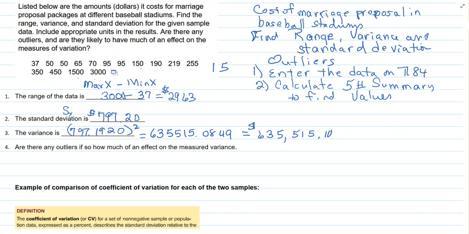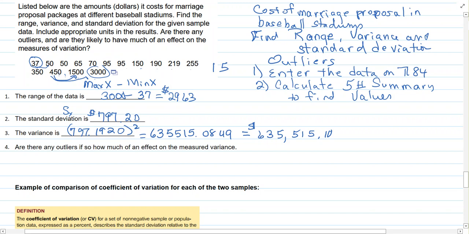Okay. Well, this problem is a little absurd because if we do 37 and then 3,000, that is a gap. So are there any outliers? If so, how much of an effect on the measured variance? Okay, well, it's obvious that from 400 to 1,500 and 3,000 is ridiculous. So we're going to have two outliers. The 37 to 50 does not exceed this gap. So it looks like the 37 does look like an outlier, but it's not. This is ridiculous, though.